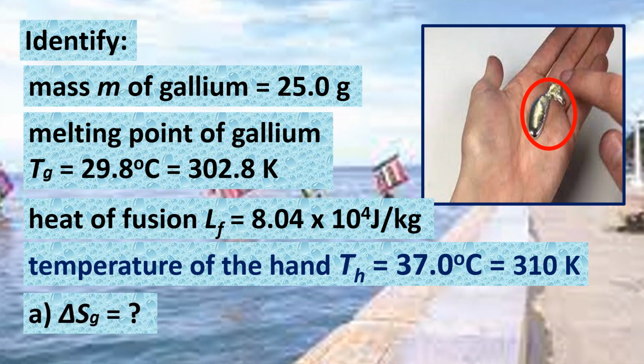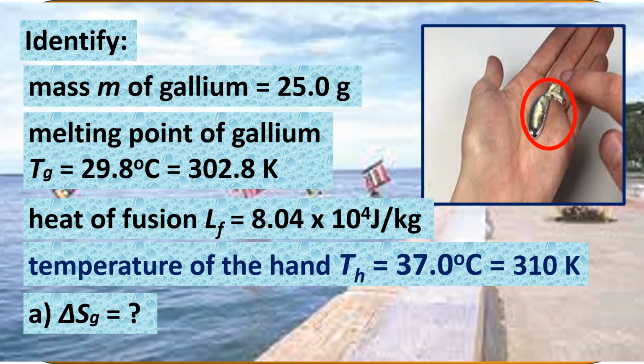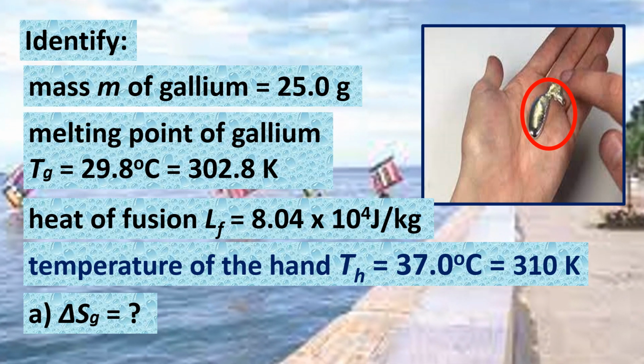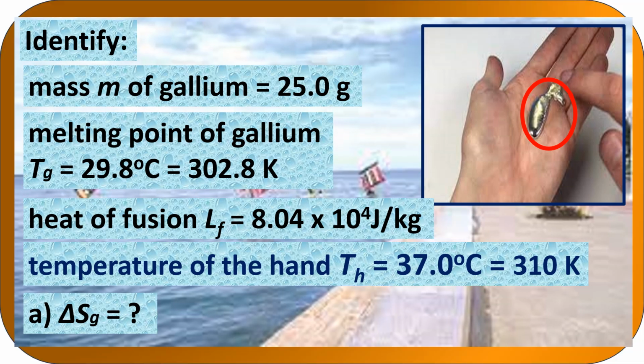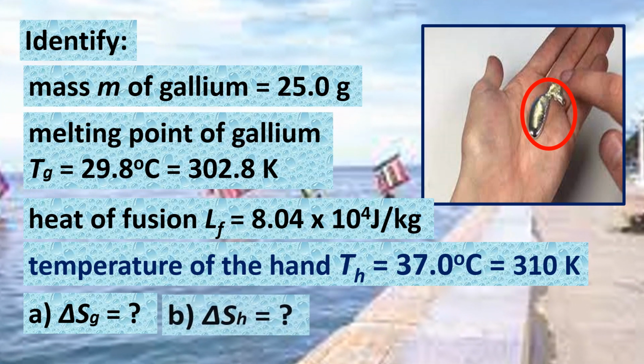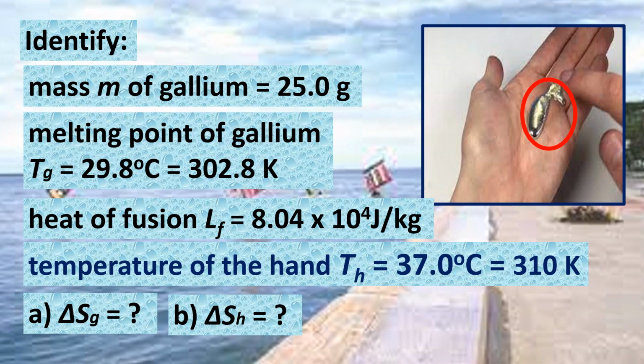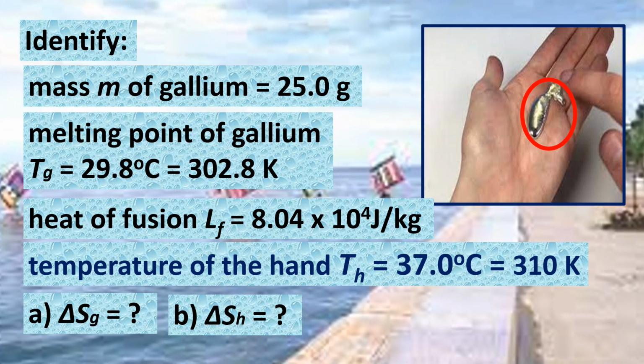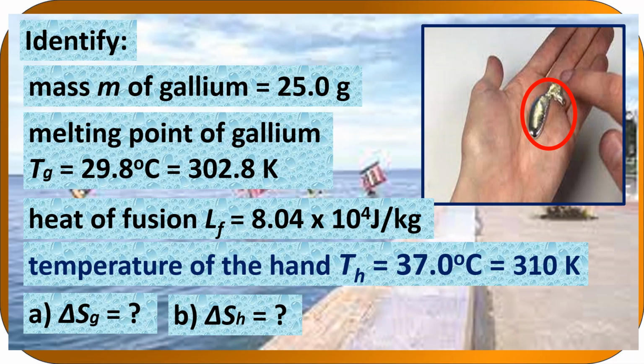And our target variables are the change in entropy of gallium, that is denoted by delta S sub G, and the change in entropy delta S sub H. This is for the hand.